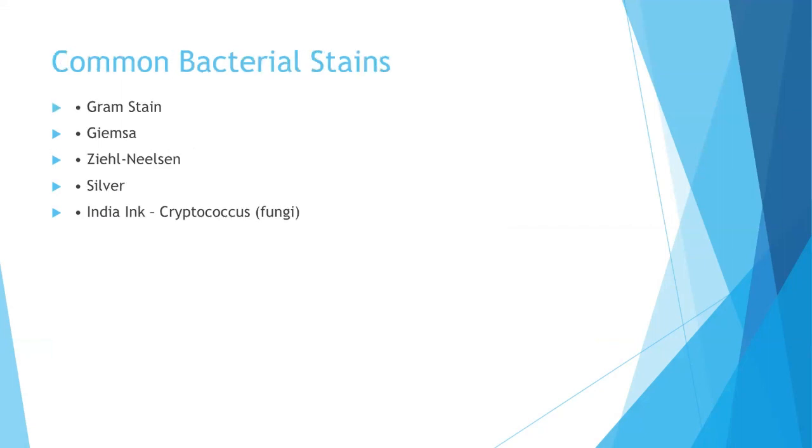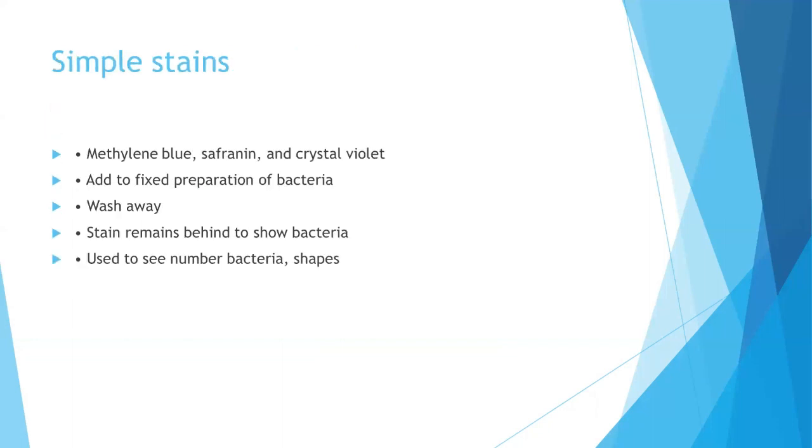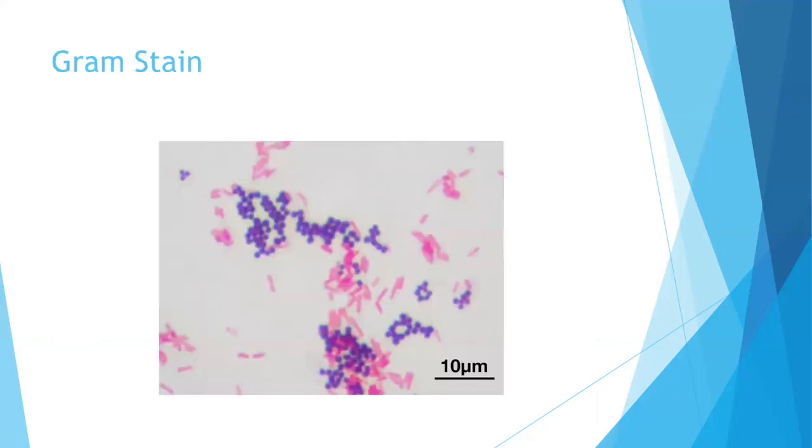There are some common bacterial stains like Gram stain, Giemsa stain, Ziehl-Neelsen stain, silver stain, and India ink stain, which is particularly used for Cryptococcus, which is a fungus. Simple stains, methylene blue, safranin, and crystal violet, are added to fix the preparation of bacteria, and they can be washed away later. The stain remains behind to show the bacteria against a background, and they are used to see the number of bacteria and their shapes.